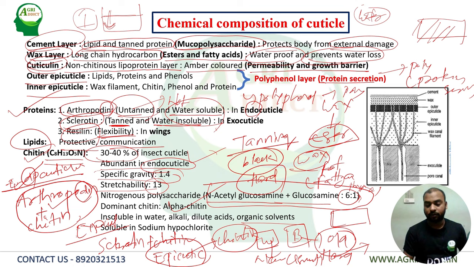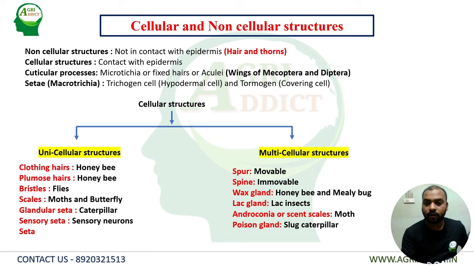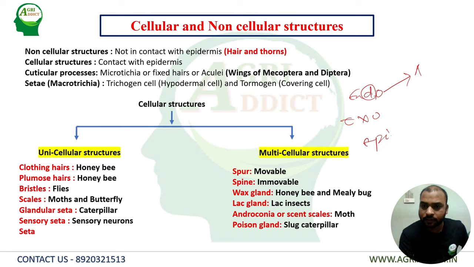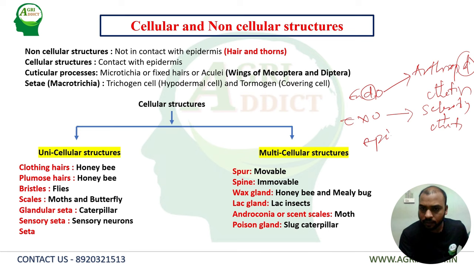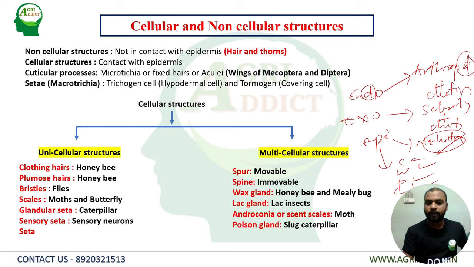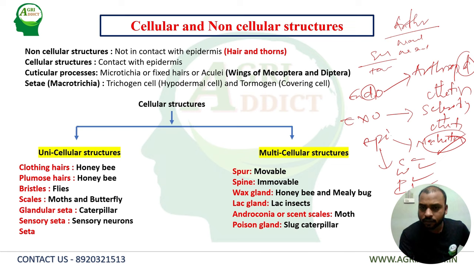So mainly I am telling you, one thing is endocuticle, another is exocuticle, another is epicuticle. Okay, endocuticle means what? I have told you D is there. That means this is arthropodin plus chitin. Exocuticle was sclerotin plus chitin, but here no chitin. Okay, and you have to remember CWPC: cement layer, wax layer, polyphenol layer, cuticulin layer. Okay, then what is arthropodin? This is non-tanned protein, water soluble. Sclerotin is tanned protein, water insoluble. You just go with my trick, you will remember nicely. So no need to be confused.